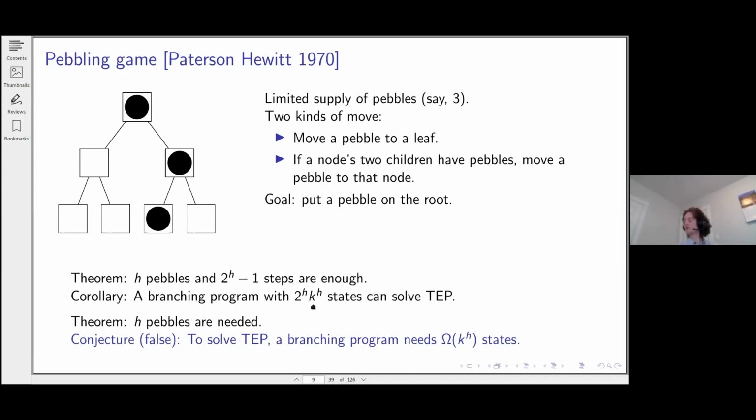And for a long time, we couldn't come up with any algorithms that did any better than the pebbling algorithm. There were a few different ways you can approach the problem that look a little bit different from each other, but in the end, they all ended up using k to the h states. So this conjecture seemed pretty plausible. This new algorithm I'm going to talk about is the first counterexample.